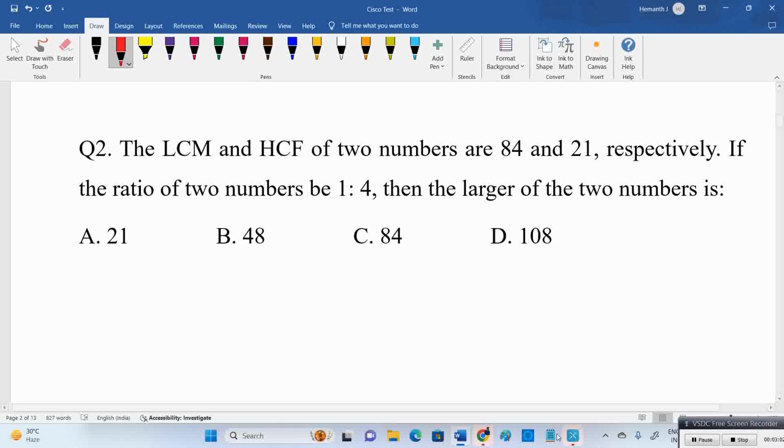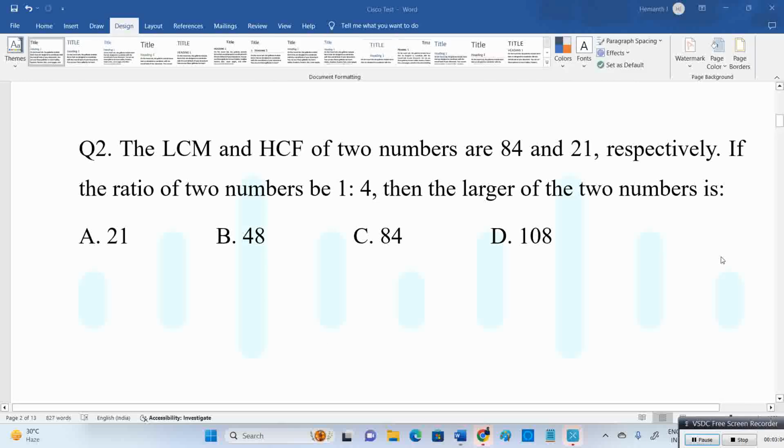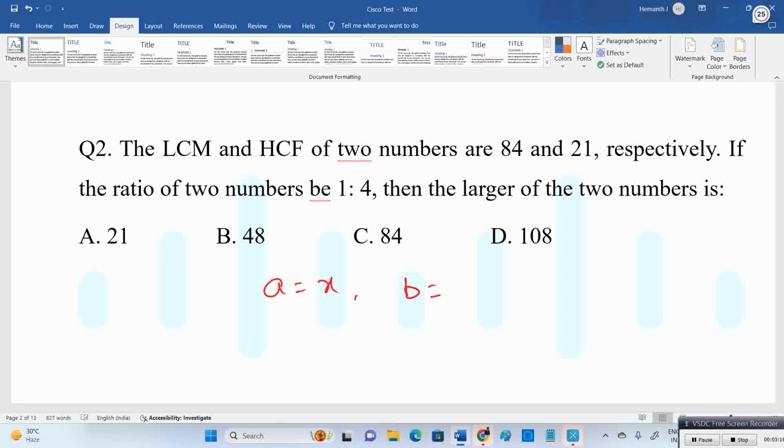What's your answer? So the answer is 84. Okay, see, the two numbers are in the ratio 1:4, right? So the first number can be taken as x and the second number as 4x. We have two numbers, one is x and the other is 4x.